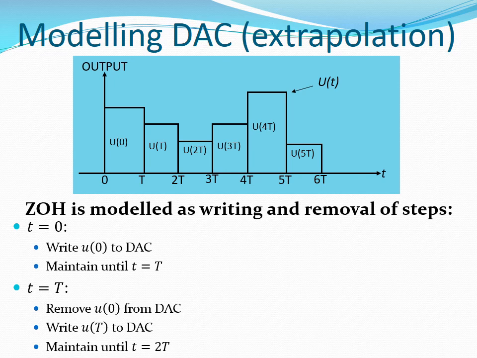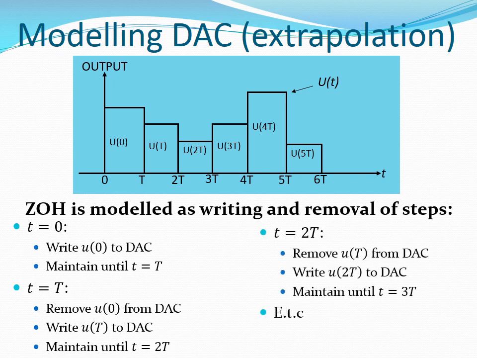At that same time, we write a step of magnitude UT to the ZOH. At time 2T, we write a negative step of magnitude UT to the ZOH in a manner similar to the first one, so that we generate the second pulse of magnitude UT. We repeat the process continuously.